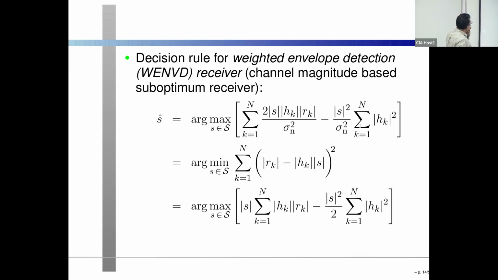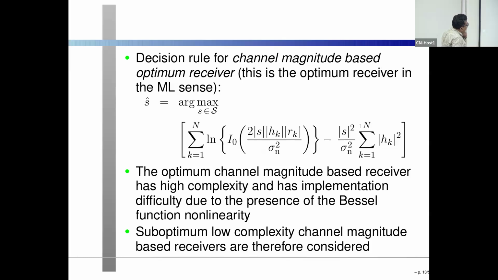Now we'll talk of two suboptimum receivers. There are others also possible, but I'll just talk of two. So one is what we call the weighted envelope detection receiver. Now how do you get it? It is simple. You know the Bessel function I0 of x. For large arguments it is e to the power x by root of 2 pi x, right?